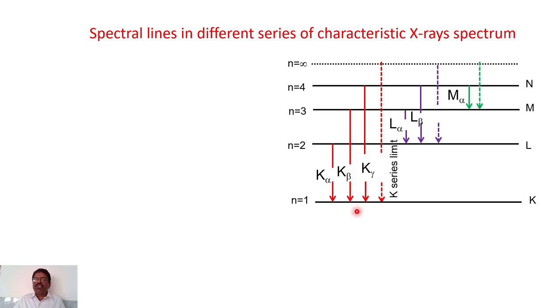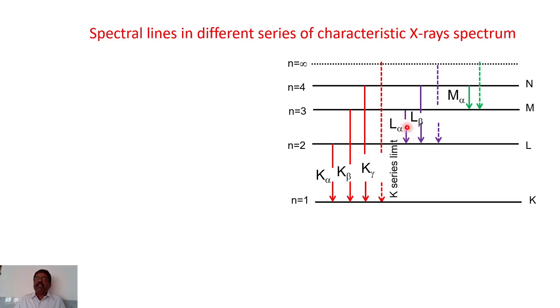Similarly, the vacant position in the K shell is produced because a highly energetic electron strikes the target atom and the electron from the K shell is displaced. If the vacant position is occupied by an electron from the M shell, it will be called K beta X-ray. Similarly, if it is occupied from the N shell, it will be called K gamma. Now you can see here the energy difference is much larger. Therefore, the wavelength of K gamma is smaller than the wavelength of K beta. The wavelength of K beta is smaller than the wavelength of K alpha, and so on.